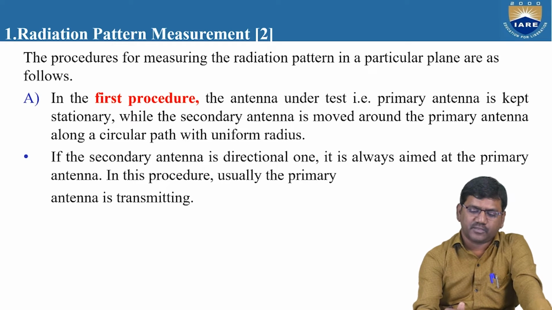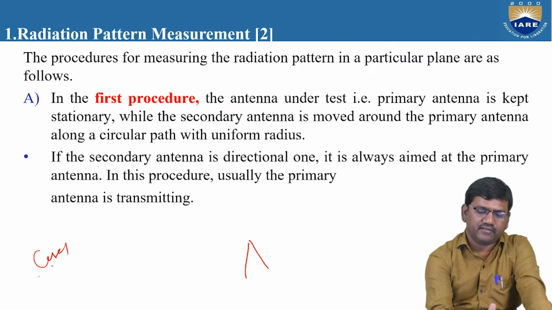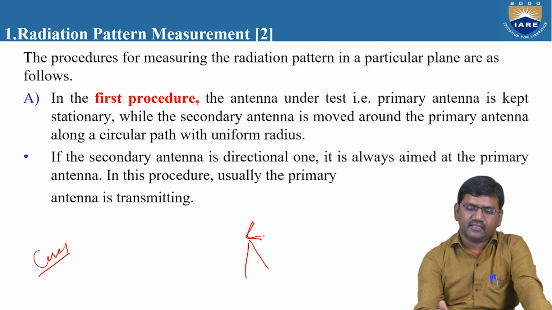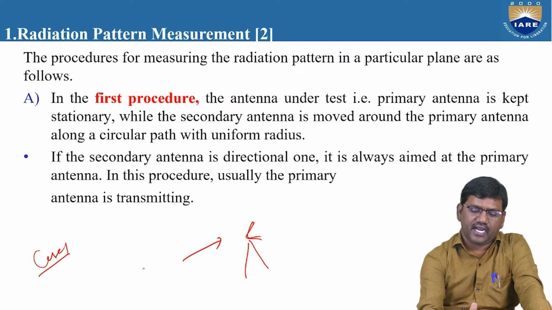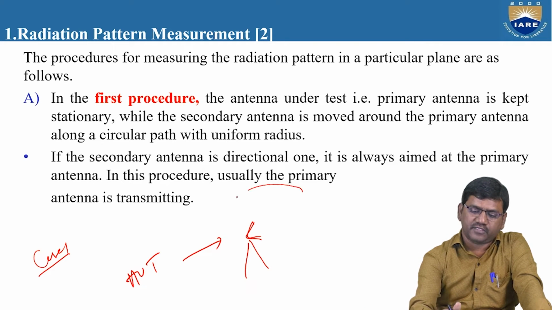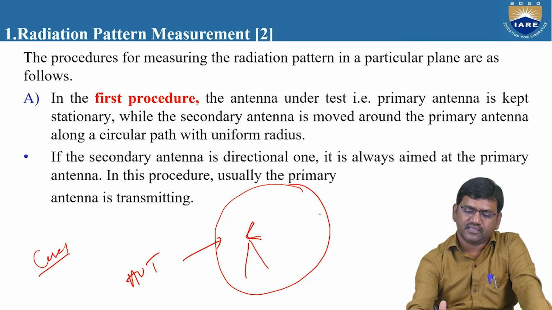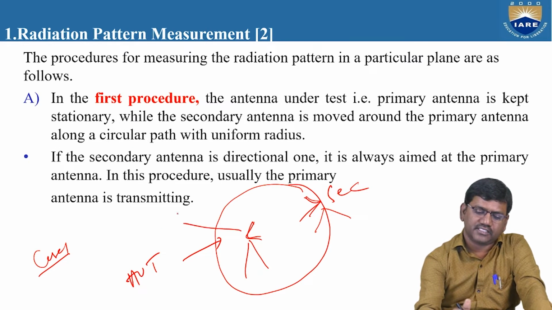Let us say, suppose there is an antenna here. This is the first case, case 1. Here there is an antenna. This antenna we call the antenna under test, AUT, which is also known as the primary antenna. It is stationary. We are not going to move this antenna. Around this antenna, we draw an observation circle, and on that observation circle, let us place another antenna, which is known as the secondary antenna. This is secondary, and this is the primary antenna.